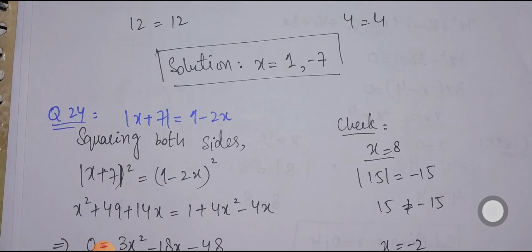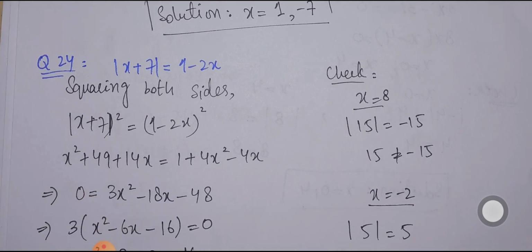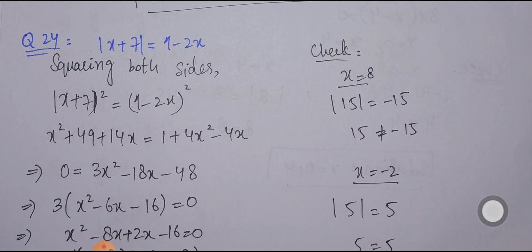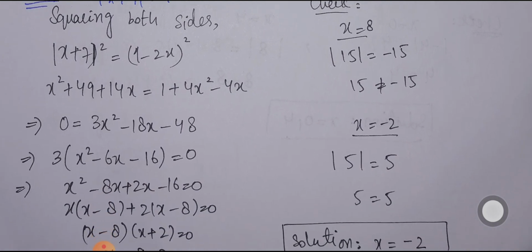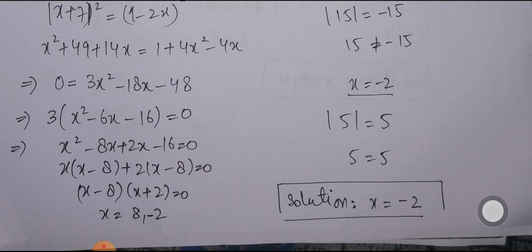It is not always necessary that both solutions are going to satisfy. This is an exceptional case that both are satisfying the equation, but it is not always necessary. So here we have question number 24. Absolute value x plus 7 is equal to 1 minus 2x. Again squaring both sides and applying the formula of perfect squares, that is a plus b whole square and a minus b whole square. We get the equation 3x square minus 18x plus 48 is equal to 0, which is a quadratic equation that could be solved by factorization, completing square method, or by quadratic formula. So here I have performed factorization and I got the two solutions, x is equal to 8 and minus 2.